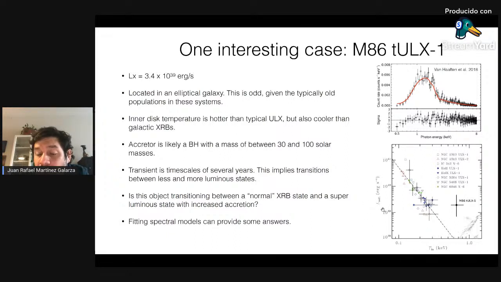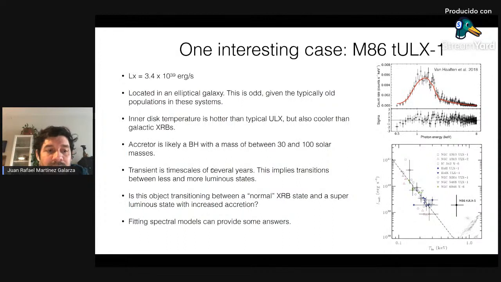And here is the amount of soft emission, so how much of the emission is probably thermal. ULXs follow this very nice correlation in this space. The gray points here are the more normal X-ray binaries that are not ultra-luminous, and you see that they behave differently. But this object lives in between the two groups. It's kind of an outlier. Perhaps what it indicates is that this object is transitioning from being a normal X-ray binary into an ultra-luminous state, perhaps because the amount of accretion is increasing significantly.